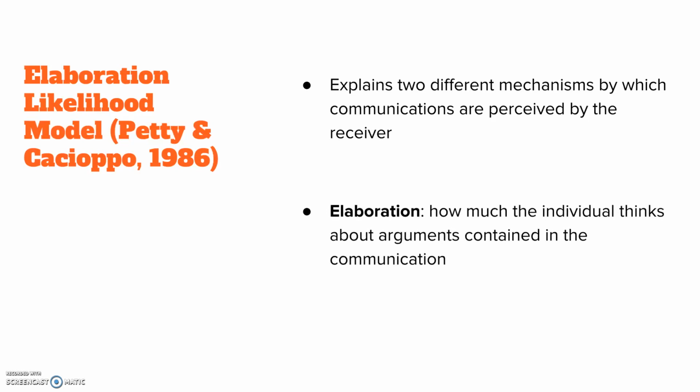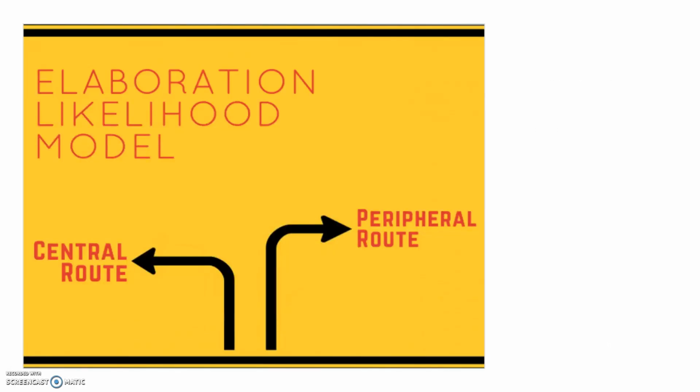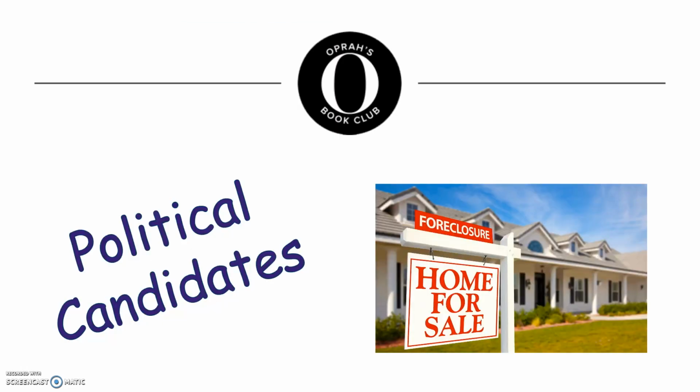Let's break down the words now. Elaboration is how much the individual thinks about arguments that are contained in the communication. So, how much you think about them. And likelihood, well, what's likelihood? The probability that an event will occur. And the model is basically just the theory. So the elaboration likelihood model says that there are two ways that we process and respond to information, and they've come up with these fancy names. One is the central route and one is the peripheral route. So let's get into what those mean and how we can apply them to our example.